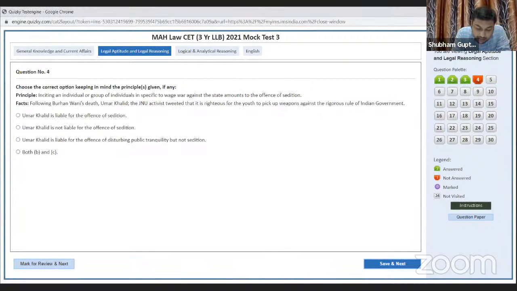Now the principle: inciting an individual or a group of individuals in specific to wage war against the state amounts to the offense of sedition. So this is when inciting an individual or group of individuals, a targeted audience. If I read the fact, following Burhan Mani's death, Umar Khalid, the JNU activist, tweeted that it is righteous for the youth to pick up weapons against the rigorous rule of the Indian government. He wrote this on a social media platform. Does he have a targeted audience? He does not. So that means he should not be liable.